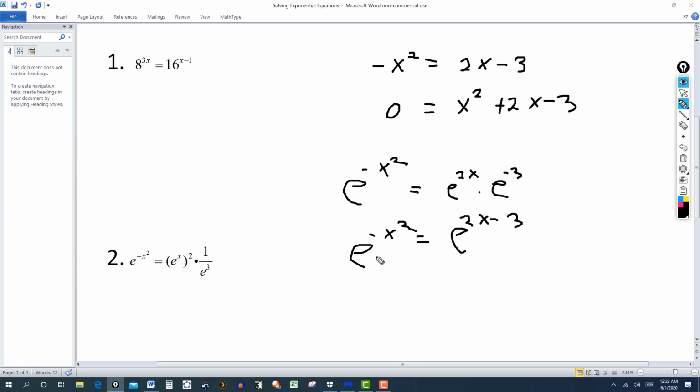Okay, so again, got the base the same, so I could equate the exponents, and it gives me a quadratic. So again, this is 0 on this side, and then I try to factor the other side. Otherwise, I would have to use the quadratic formula. Okay, so this gives me x plus 3, and the other factor would be x minus 1.